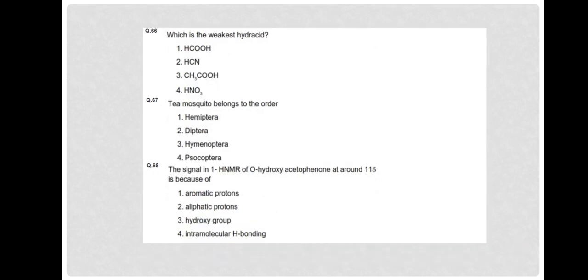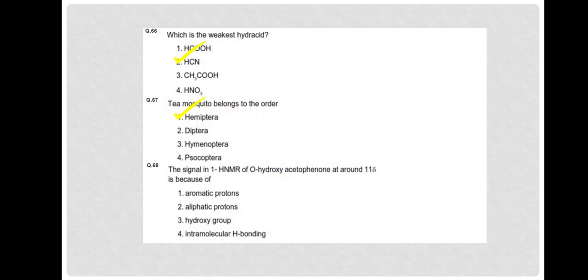Next question is, which is the weakest hydracid? So the answer is HCN. Hydracid means an acid that does not contain oxygen. From the option you can see that all are containing oxygen and this is the only acid that is not containing any oxygen. Next question is, T mosquito belongs to the order.